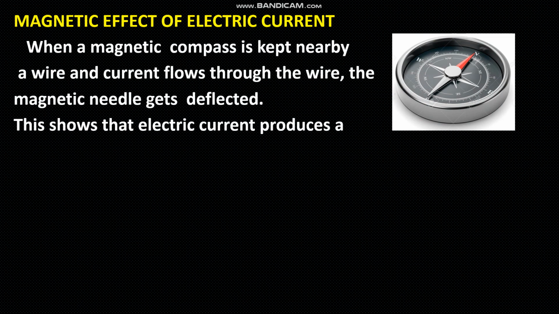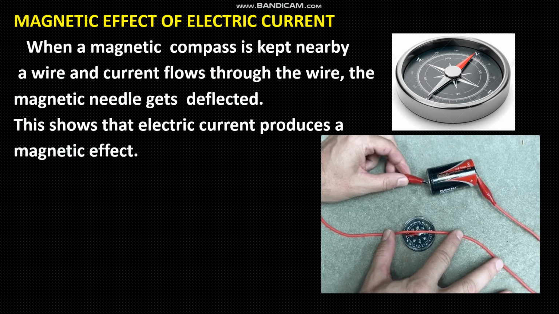So when a magnetic compass is kept nearby a wire and the current is flowing through the wire, we can see the compass needle get deflected. You can see here. When a compass is kept nearby a wire and the current is passing through that wire, we can see a deflection of the magnetic compass. What's the reason? This shows that electric current produces a magnetic effect. This is called the magnetic effect of electric current.